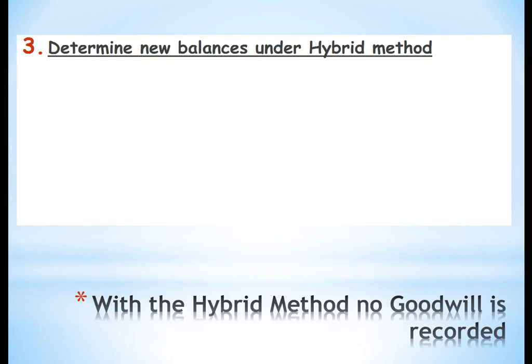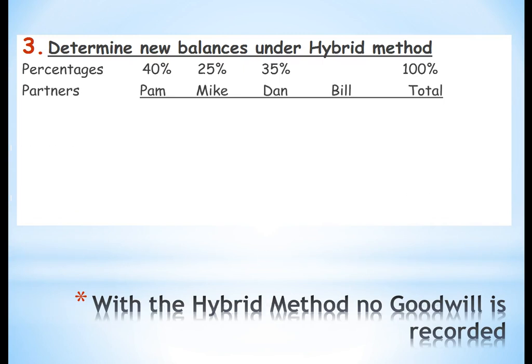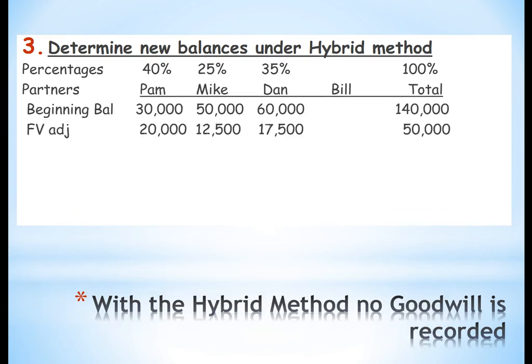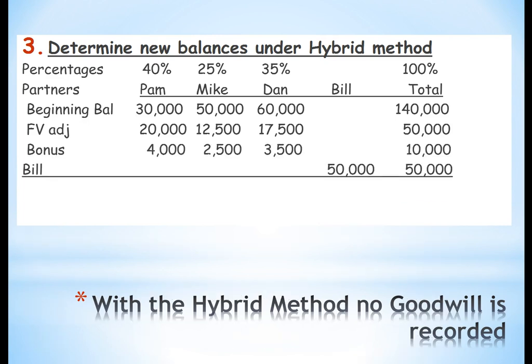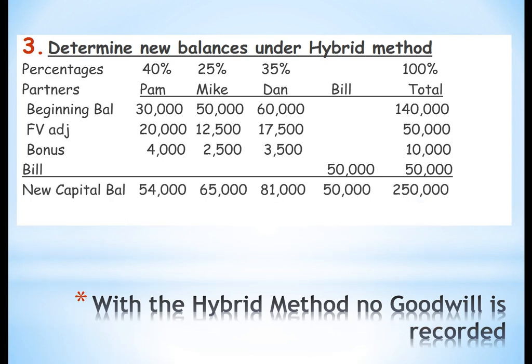And so the new balances based on the hybrid method would be, first we would adjust for the fair value of the land. Then they'd get the additional $10,000 bonus. Then we would book Bill's contribution, and now we end up with our new total capital of $250,000. And this ends the presentation of what happens when the cash or contribution goes directly to the partnership.